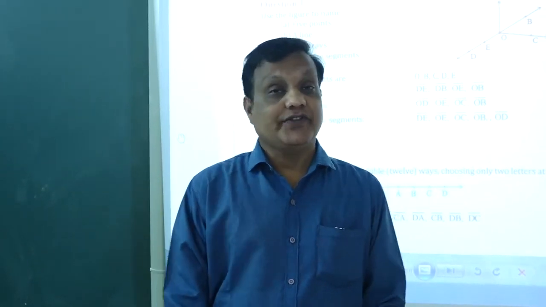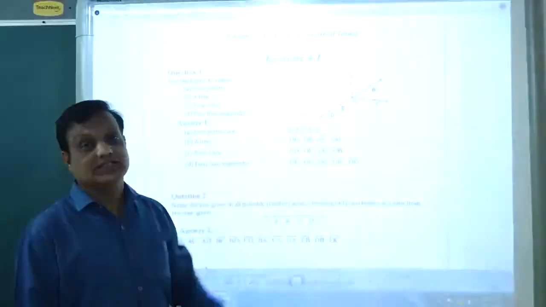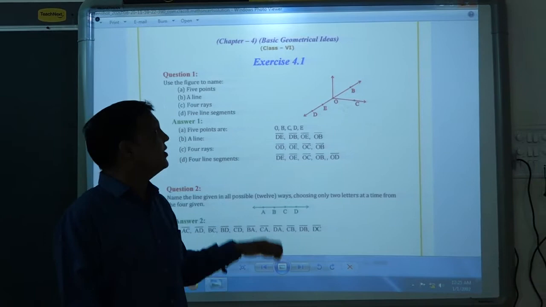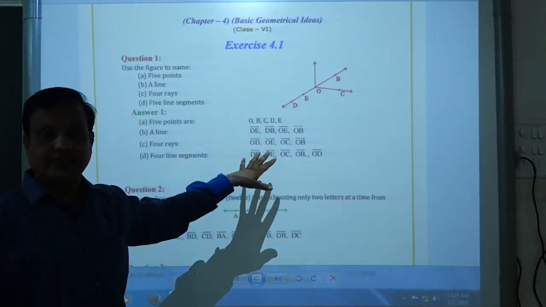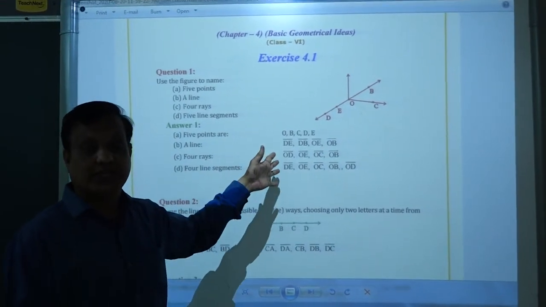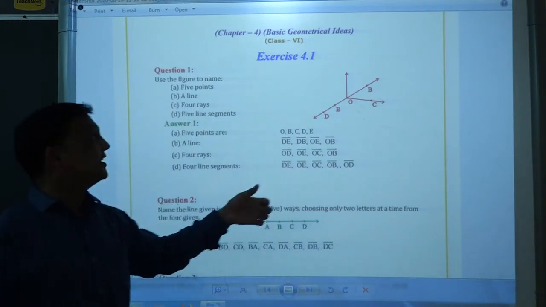Hello friends, today we are learning 6th standard maths, chapter number 4, basic geometrical ideas. In the previous class, we saw the explanation of the basic geometrical ideas. Now today we are taking all the exercise problems one by one. So you have to be more focused now. Question and answer both are there. Now I am explaining to you one by one the first question and the 4.1 answers.